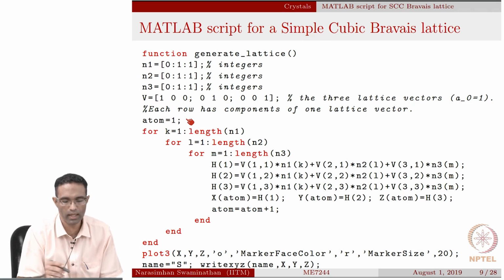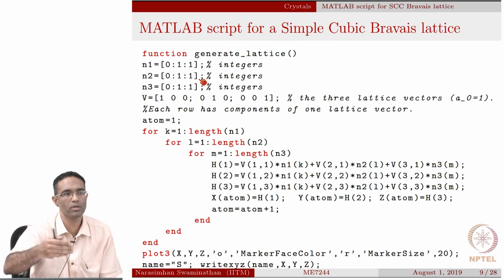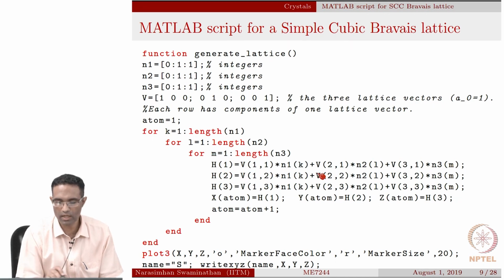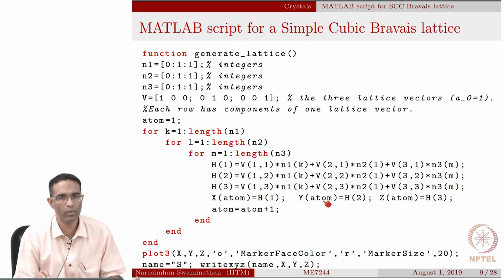Atom equal to 1 is just a counter, and then there are 3 counters which run over the length of these vectors. So, you can modify the total number of unit cells that you want to create in the y direction and the z direction by just changing this one to some other number, and so on and so forth. The first line, the second line and the third line basically capture the x coordinate, the y coordinate and the z coordinate of each and every lattice point, and this atom is just a counter.